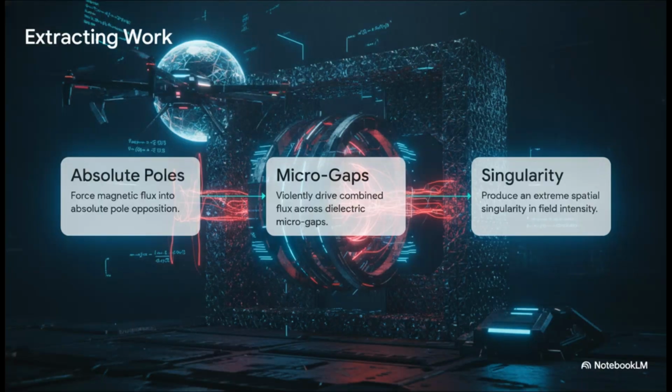Here is the exact three-step sequence of how this setup extracts actual work from the vacuum. First, we force that magnetic flux into absolute pole opposition.